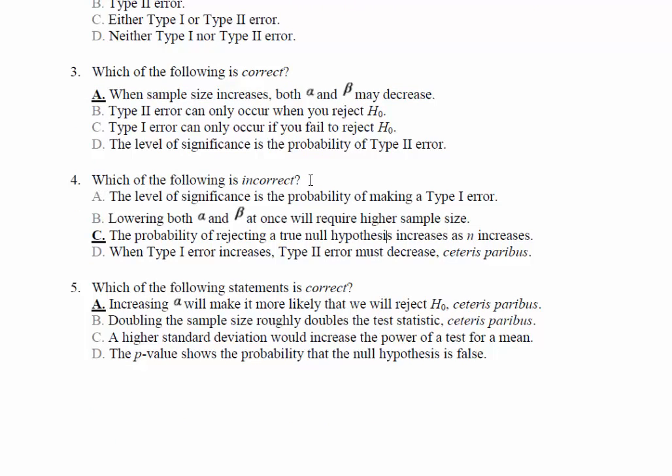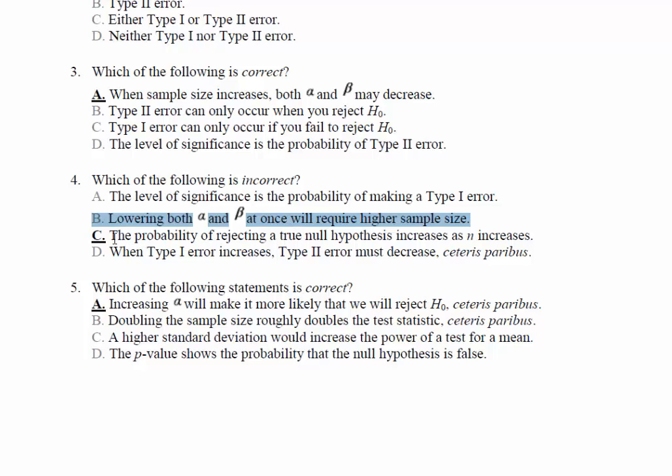Number 4. Which of the following is correct? The level of significance is the probability of making a type 1 error. That is a correct statement, but it's not the correct answer. The question is which of the following is incorrect. Lowering both alpha and beta at once will require higher sample size. That is true also, as in question number 3. That's a true statement, therefore it's not the answer.